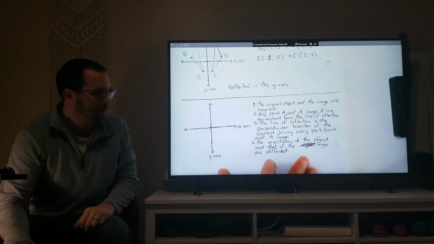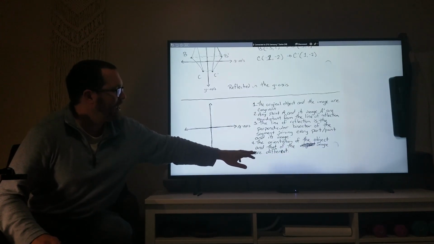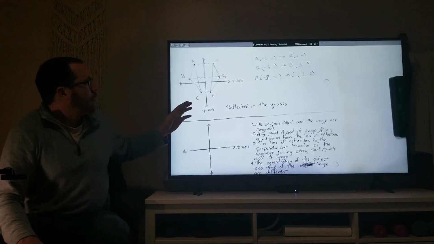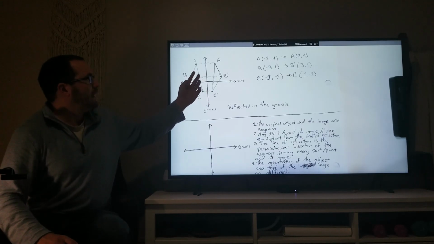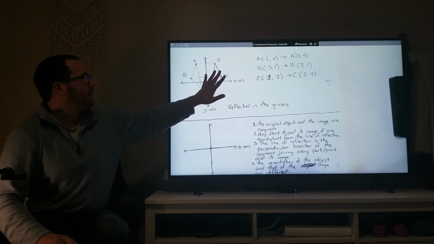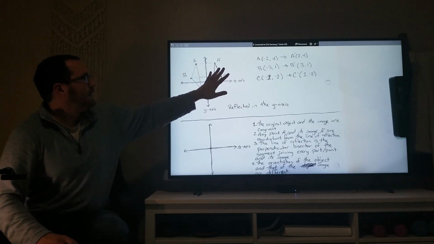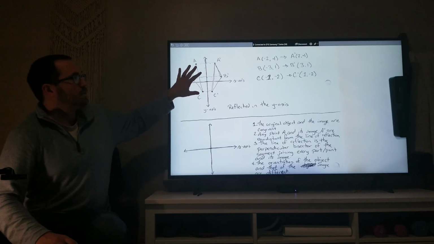The last point here is that the orientation of the object and that of the image are different. So what that means, orientation is the way that it's facing. This is not an exact copy of this. Even though they are congruent, it's a flipped copy of it. So the way that it's facing is slightly different, in fact, it is the exact opposite to the object that's over here.